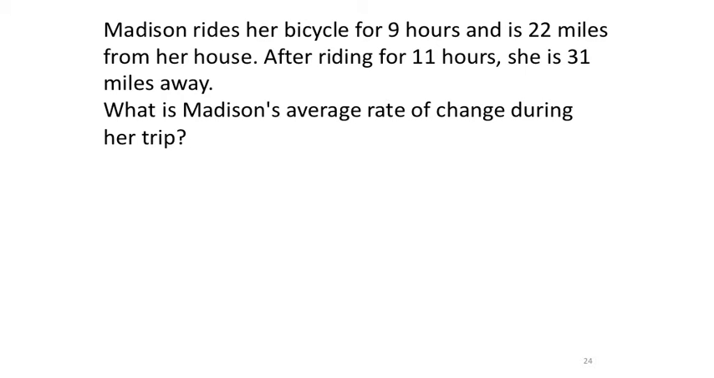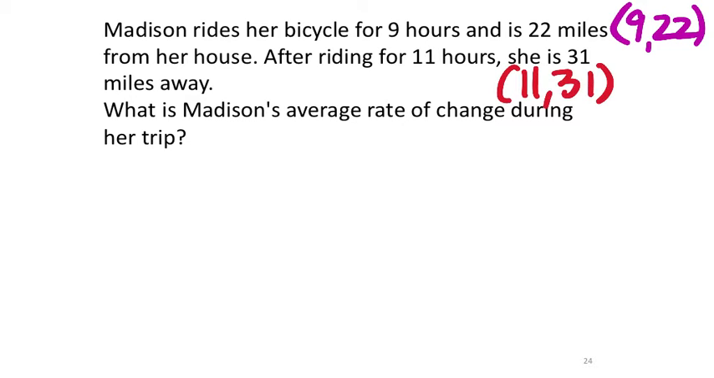So on this one, there's a couple of ordered pairs. Madison rides her bike 9 hours, 22 miles. So this is an ordered pair right off the bat. 9 hours, 22 miles. How do I know that the 9 is the x instead of the 22? Because it's time. And it's in hours, so automatically that's the time right there. And then the next ordered pair, 11 hours for 31 miles away from her house, okay? Now, we could also figure out how far away she is from her house in the beginning, but that's not what it's asking. We just want the rate of change, which means that we're looking at the slope formula.